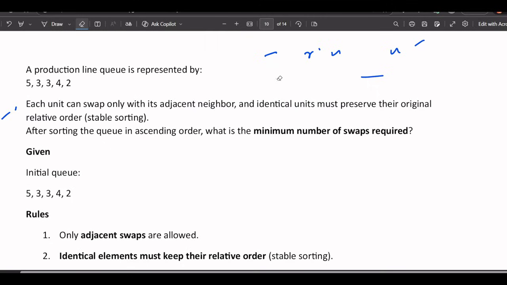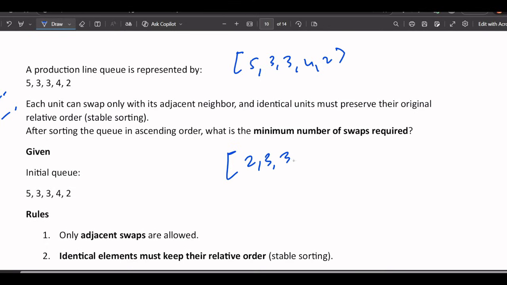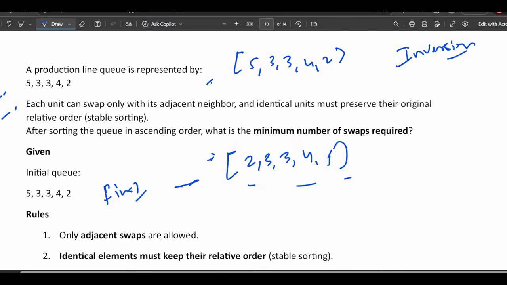Let me just give you an idea. First of all, this is our production line queue, which is 5 3 3 4 and 2. Now suppose we sort it, then it will look like 2 3 3 4 and 5. This will be our final sort. So this is the order which we want, and this is what we have. Now there is something called inversions. What is an inversion? Please try to understand with me.